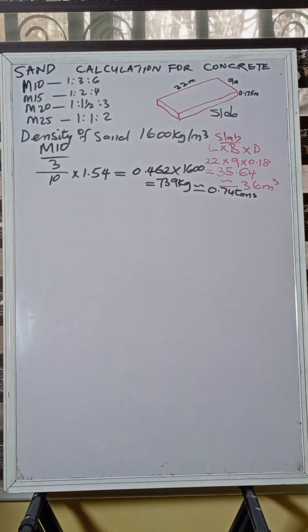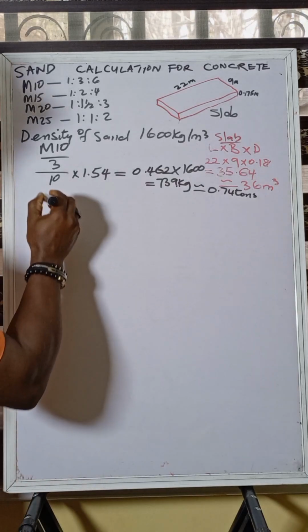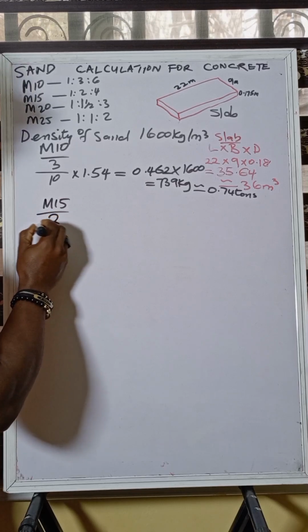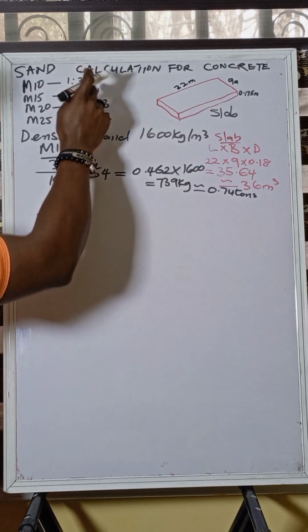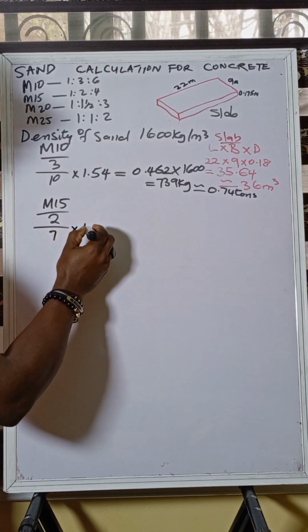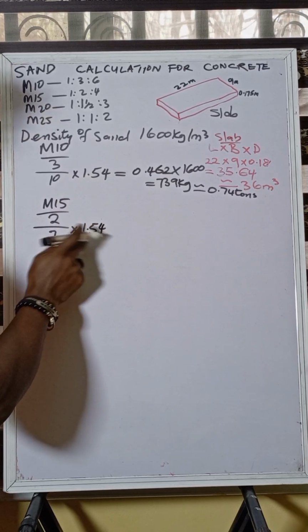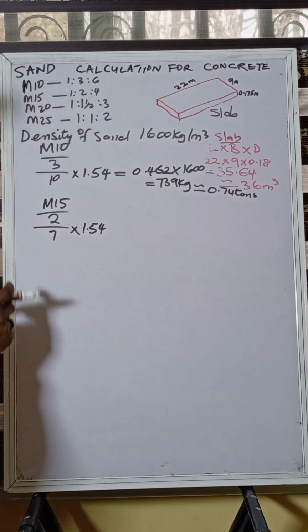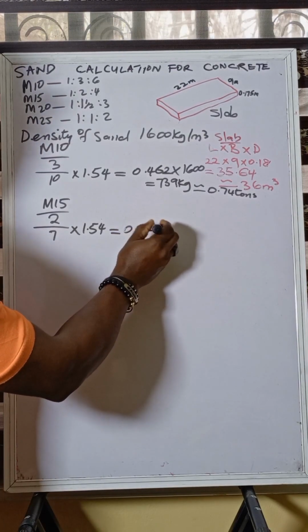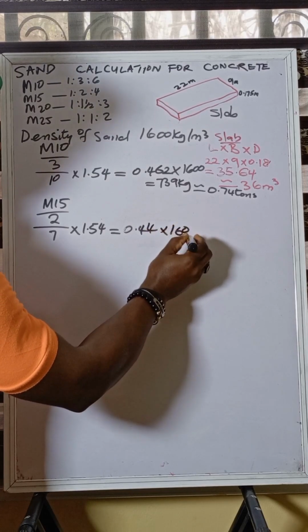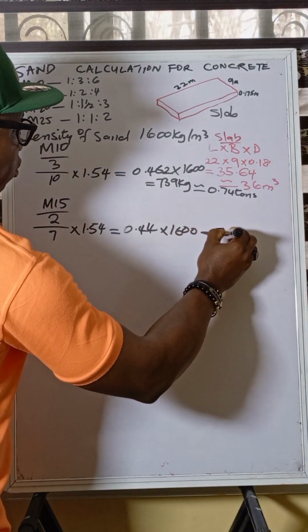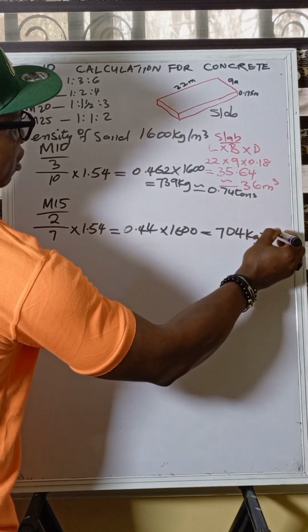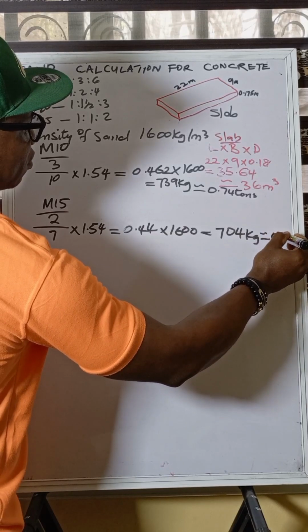For M15, it is 2 parts. 1 plus 2 plus 4 is 7. 2 over 7 multiplied by 1.54, which is the dry volume content for concrete. So about 0.44. We multiply this by 1,600 to give us 704 kg of sand, approximately 0.7 tons.